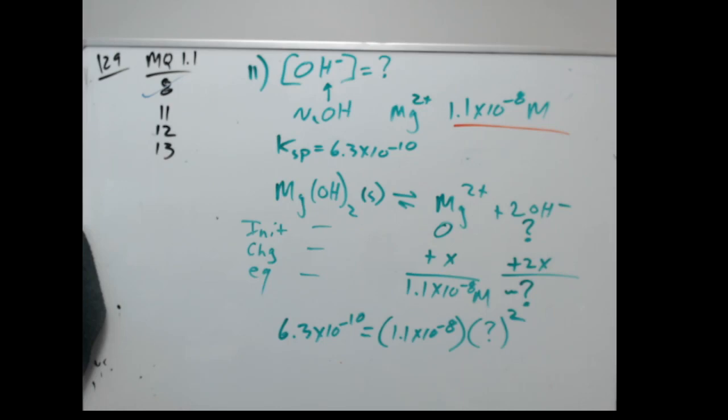So I'm looking for that equilibrium point. So I go ahead and I say, okay, I'm going to set up an equilibrium table where I have approximately 0 magnesium, because I've precipitated all of it out, and I've added some amount of hydroxide. I don't know how much.